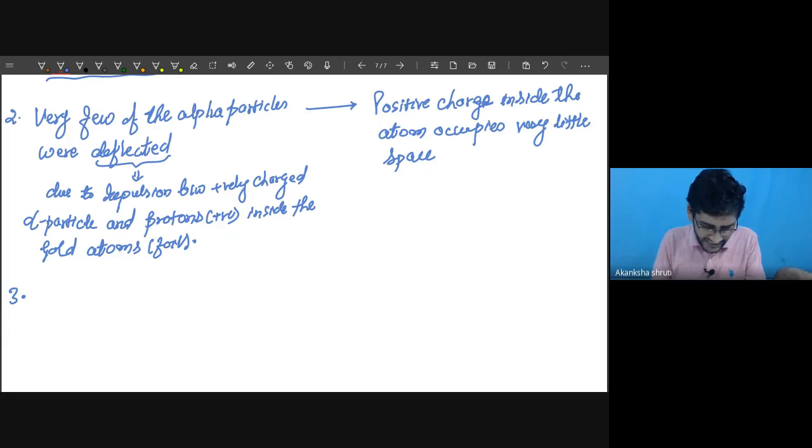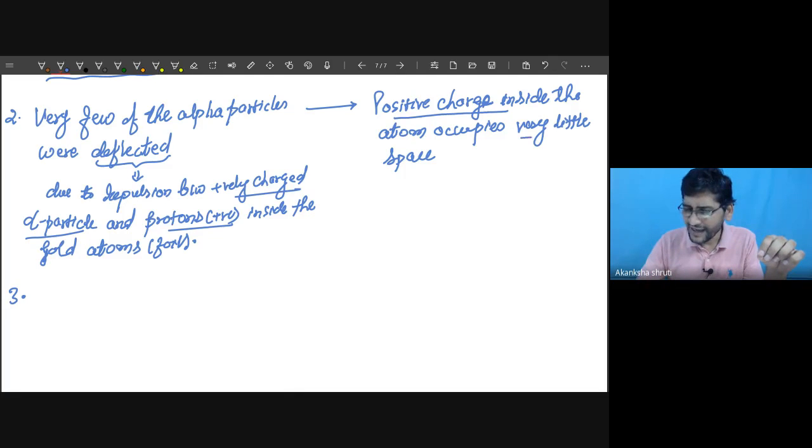So the second observation, very few of the alpha particles were deflected. This deflection is due to repulsion between the positively charged alpha particle and the proton, which is also positive, inside the gold foil. From this, it was concluded that this positive charge inside the atom is present in very little space. It was the second observation.